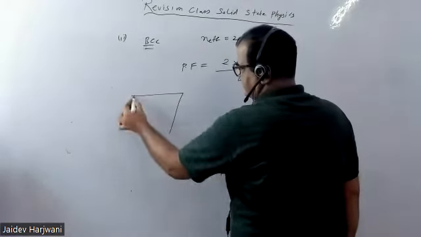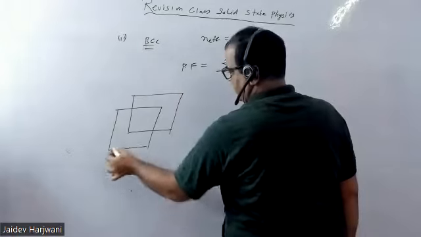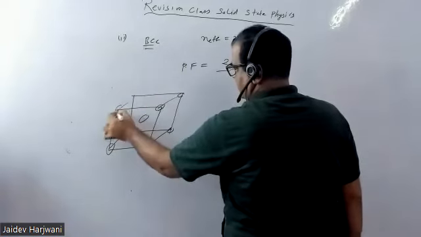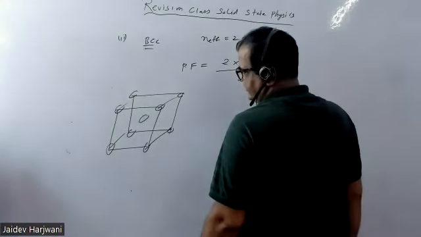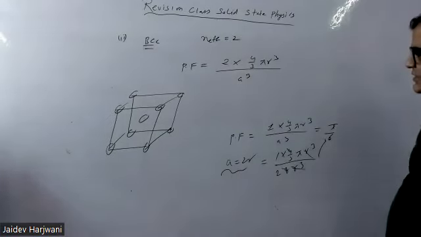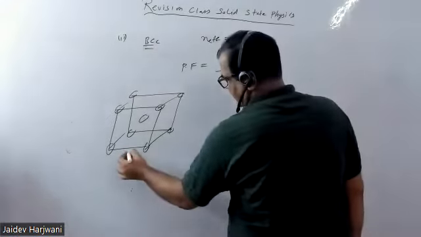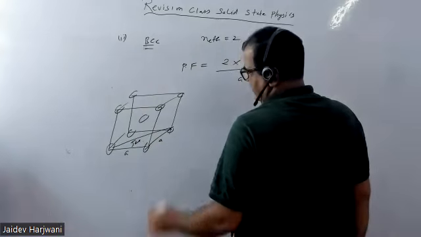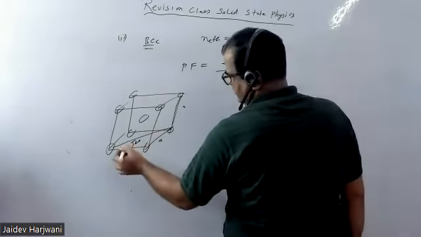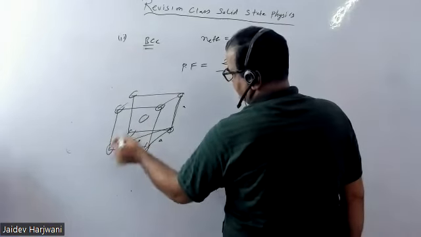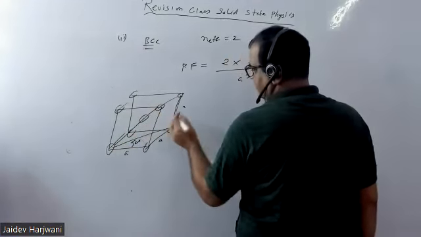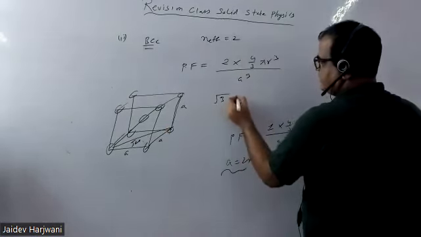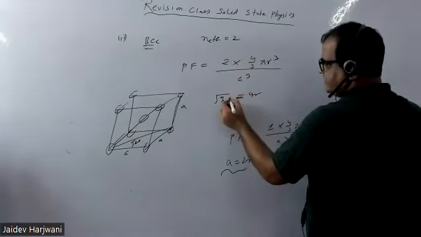So you know in the BCC you have one atom sitting here also. So when one atom is sitting here also, tell me what is the relation between a and r. So this is your a, this becomes your root 2 a. Okay, and if this is the a, what will be the distance from here to here? This distance is root 3 a. So your root 3 a is equal to 4r for your BCC.